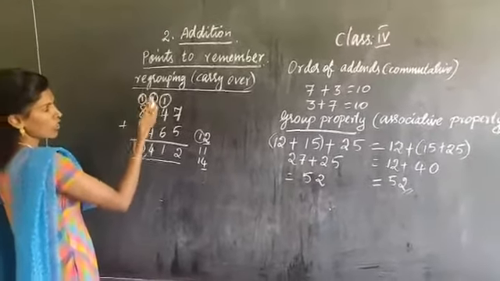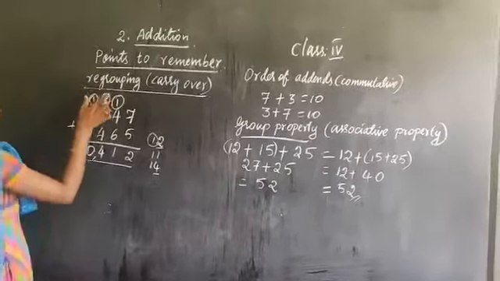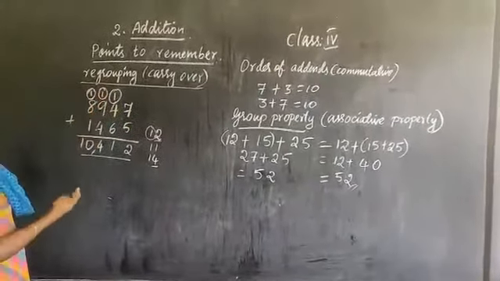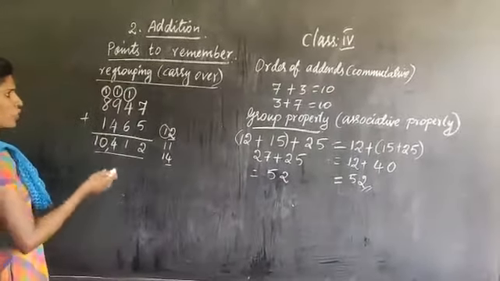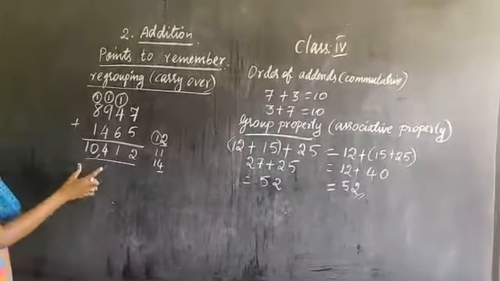The group is now changed. First it was in one group, now it changed into tens group. That is called regrouping. Carry over means from here we are carrying. So both have the same meaning but are given in different words. So this is called carry over, otherwise regrouping. So this we keep in mind.